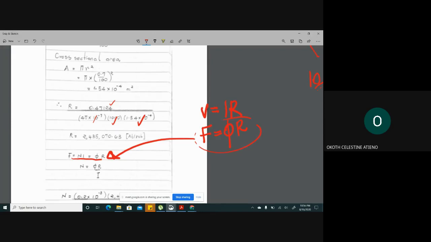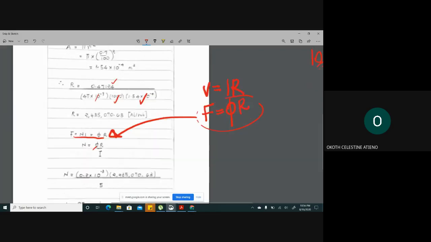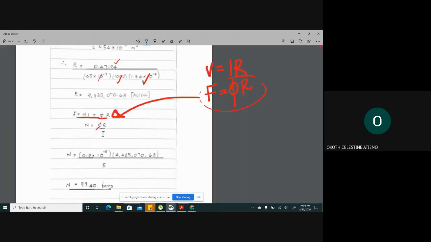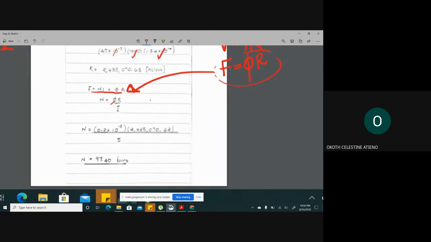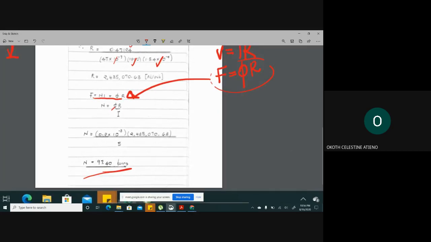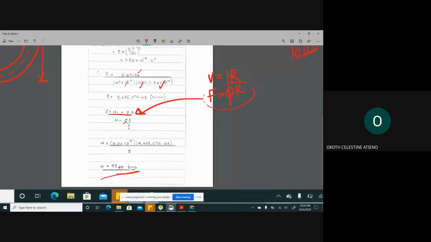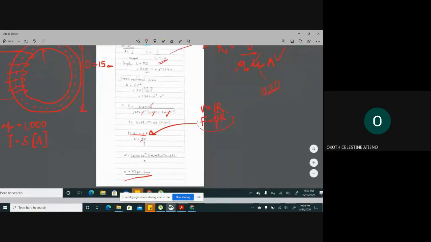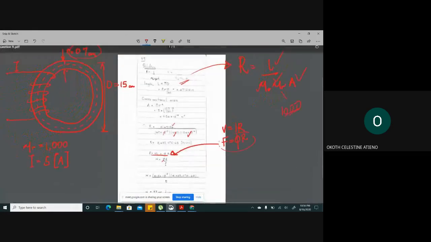And then, making N the subject, we were given flux as 0.2 milliwebers. We already calculated reluctance. We were given current as 5. So you get your number of turns as 97.4. So I hope that's comprehensive enough for you guys. Does anyone have a question?